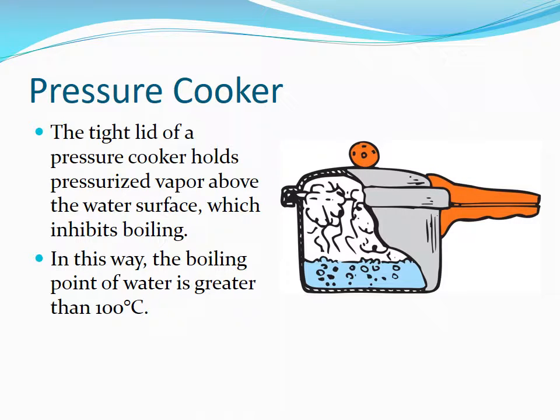In a pressure cooker, the tight lid holds the pressurized vapor above the water surface, which inhibits boiling. In this way, the boiling point of water is greater than 100 degrees Celsius.